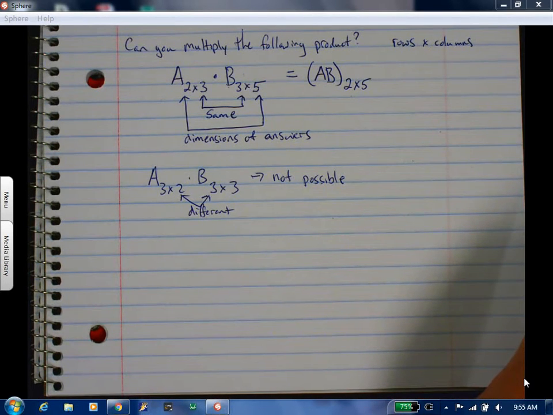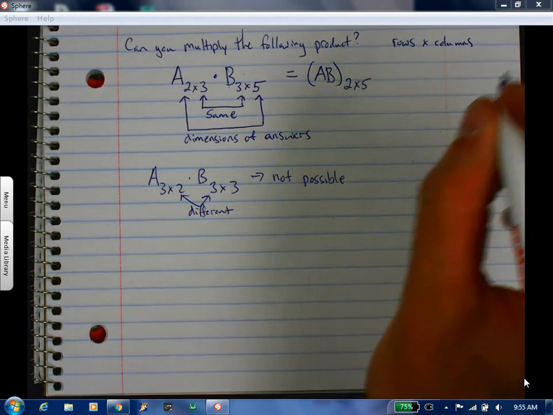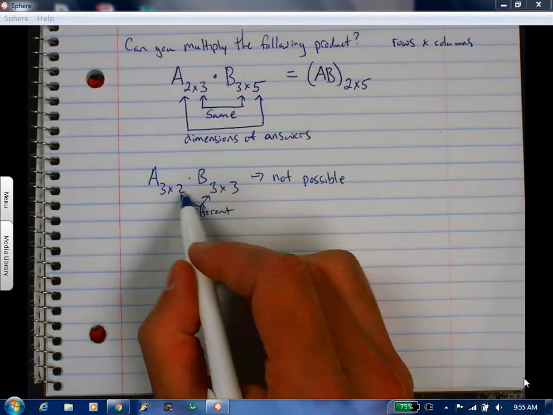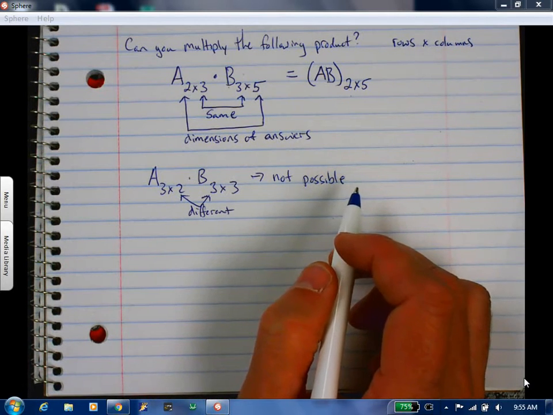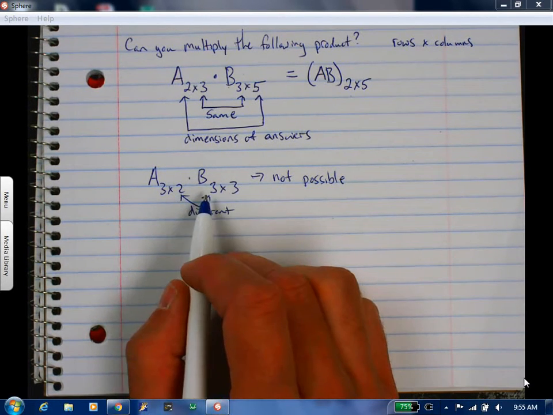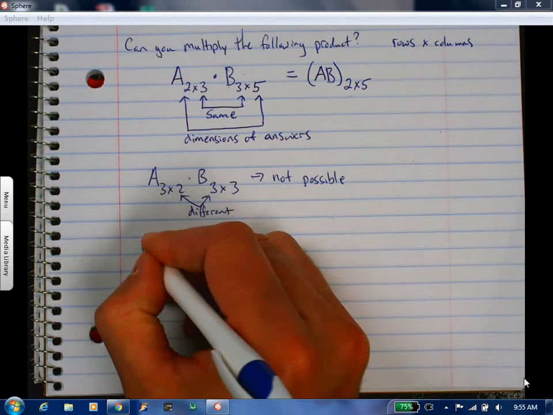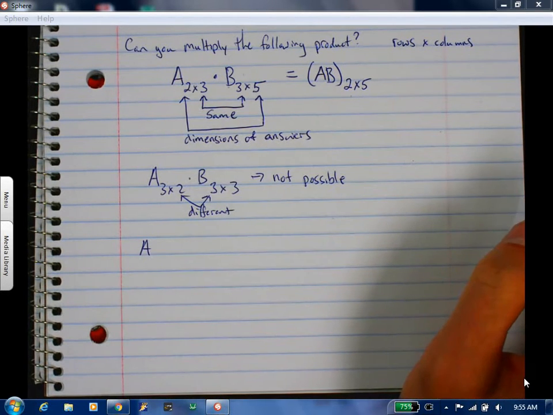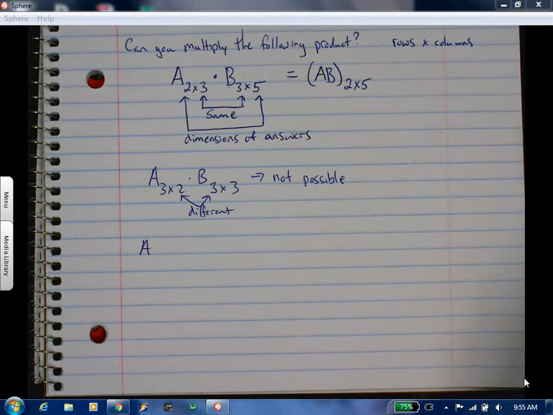Is that okay, girls? Okay. Wait, so you can't do it? You cannot do this one. This one, you can't do it. Not possible. Why is it not possible? I'll show you once we get an example. Because the rows and columns have to match up with the same number in order to multiply.